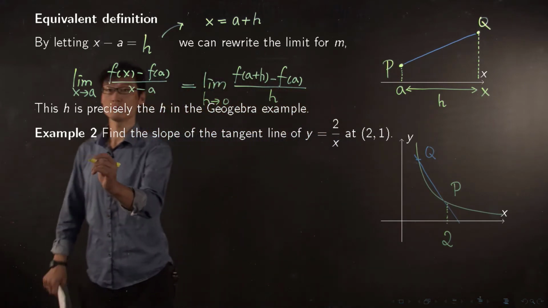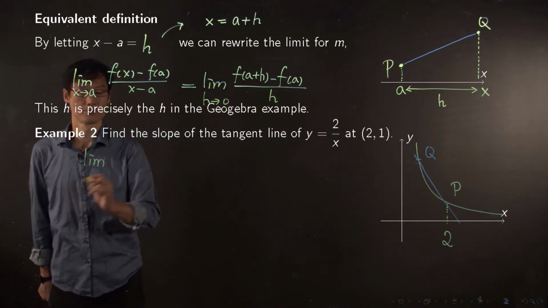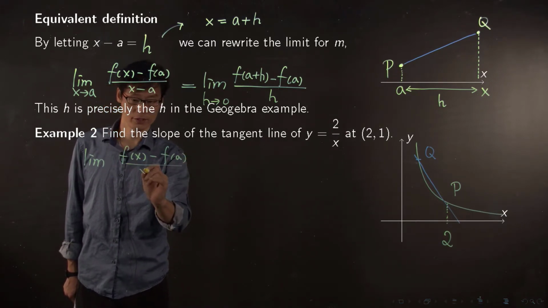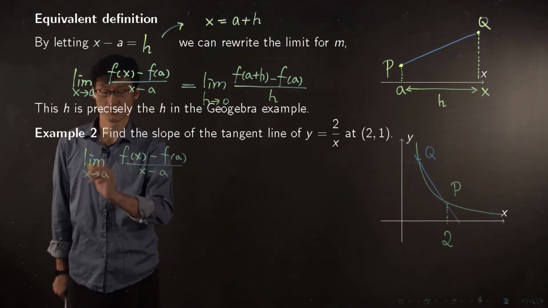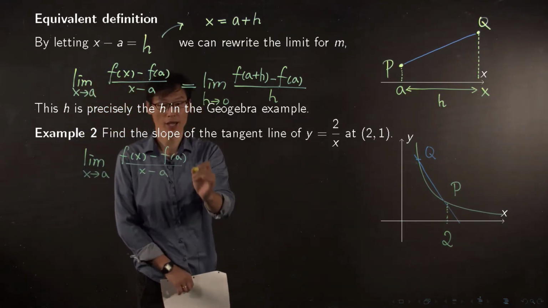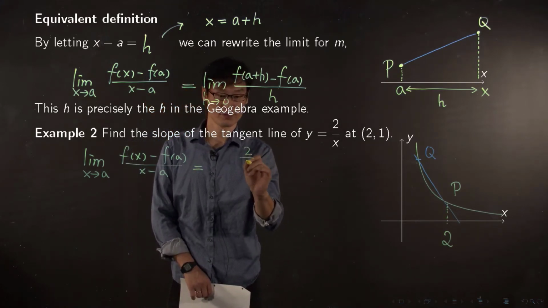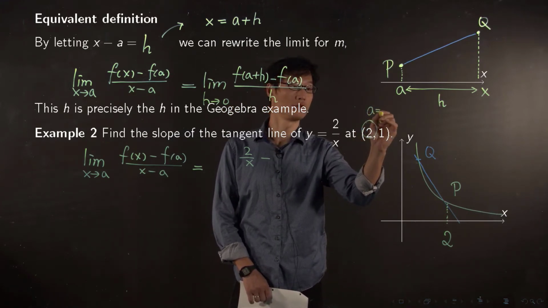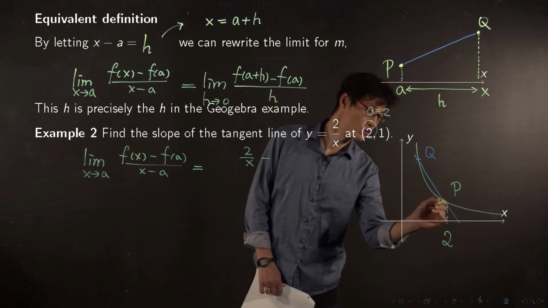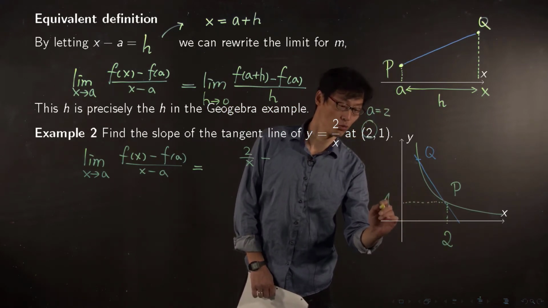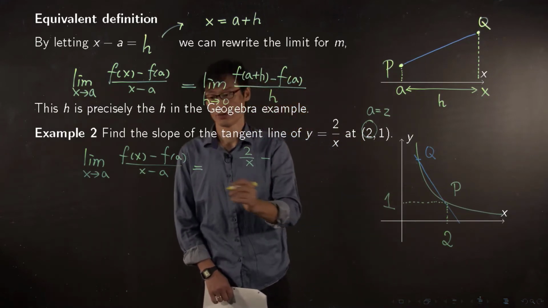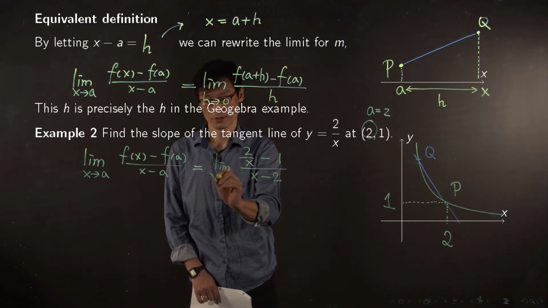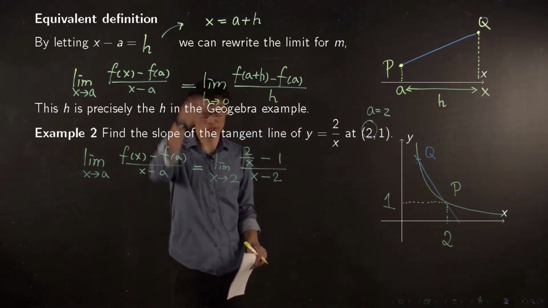So the limit of f of x minus f of a over x minus a. I'm repeating the definition. Our function is 2 over x, and our a is simply 2. So when you plug in 2, the value is 1, as we have here. So the function value is 1, and then x minus 2. And we want to calculate this limit.